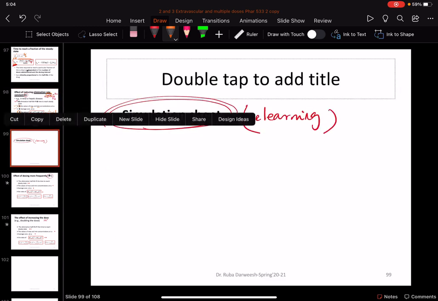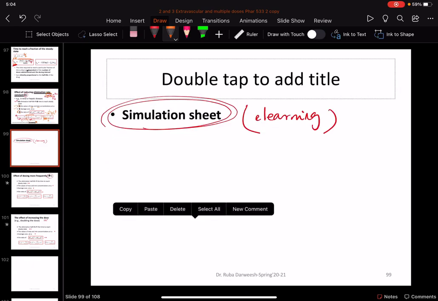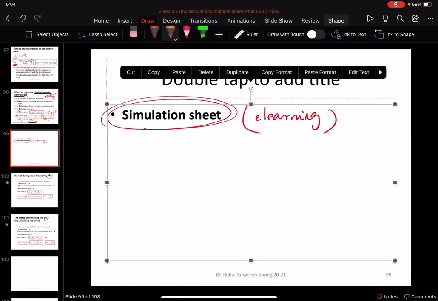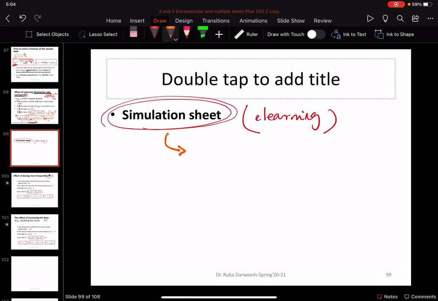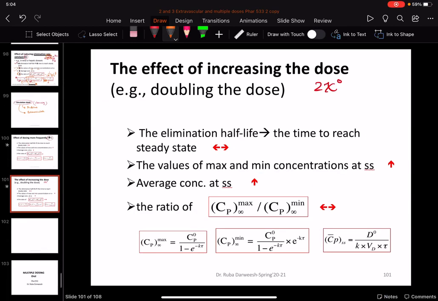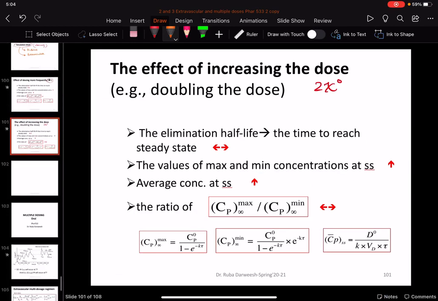And you can again play around with the simulation sheets that I have online on your e-learning for IV bolus multiple doses, or we have it too for extravascular and multiple doses route of administration. Okay, and you can do the same thing for tau and increasing the dose.